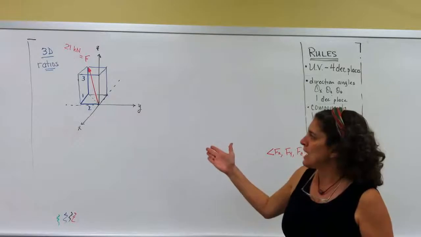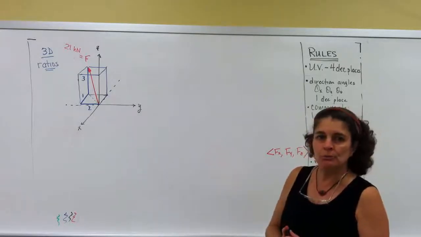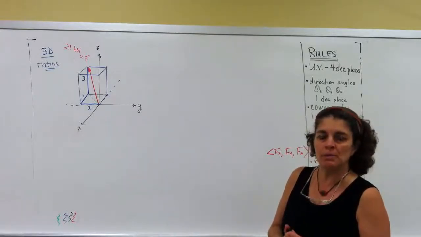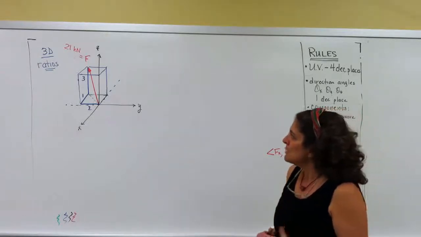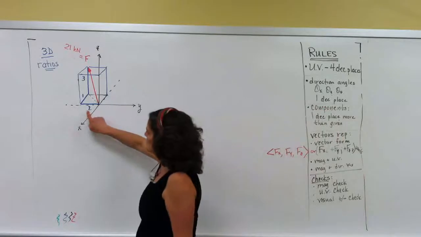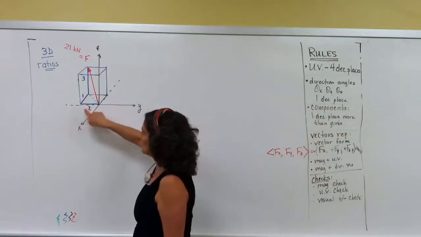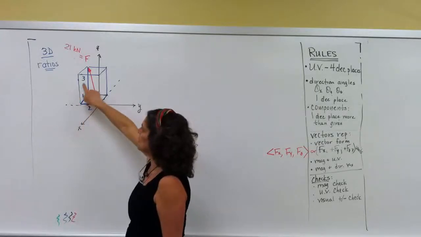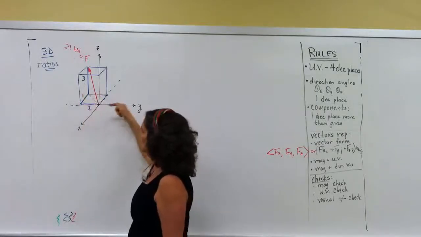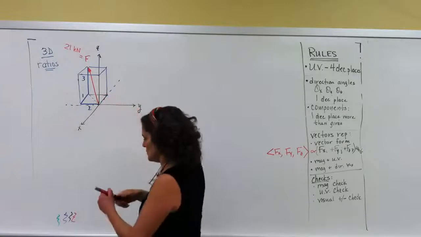If you have a hard time seeing it in 3D, you're going to have to do more practice now on 3D problems, because you have to be able to visualize it. Okay, so we have a distance of 1 negative in the x, 2 negative in the y, and 3 positive in the z. But we also need to know the total distance.